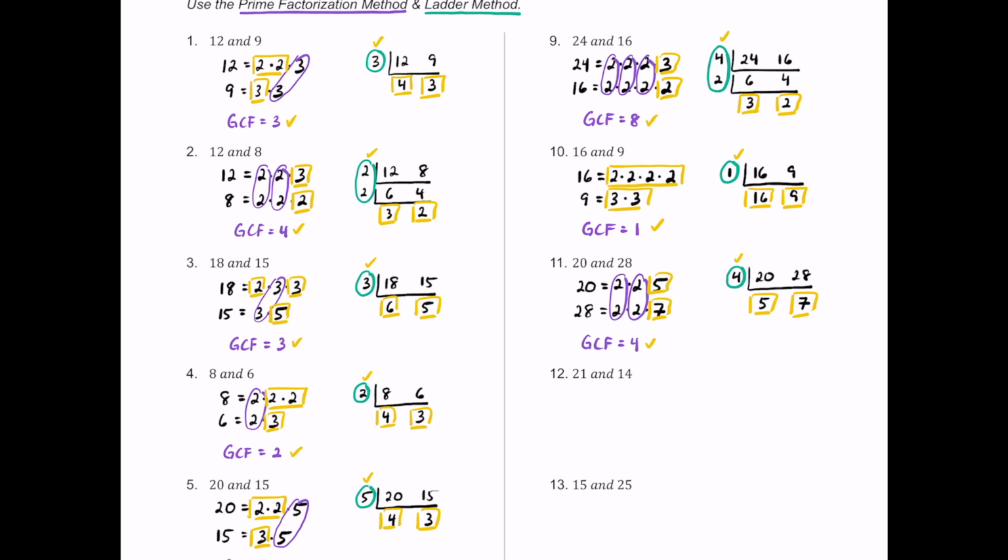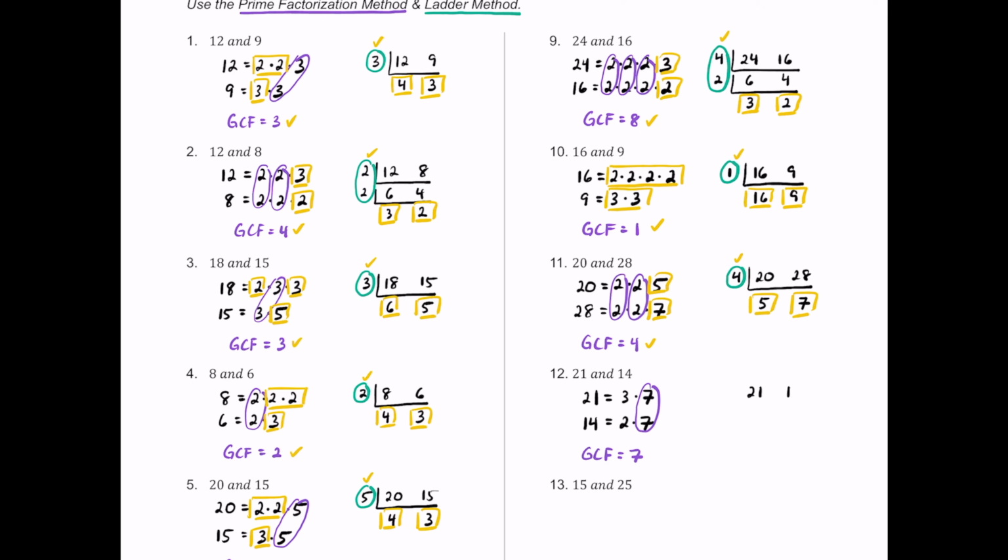For number 12, we have 21 and 14. So for 21, I think that's just going to be 3 times 7. And then for 14, I think that's just 2 times 7. And what do they have in common? Well, they just have these 7s in common, that's it. So that's the greatest common factor. The biggest number you can split them into evenly.